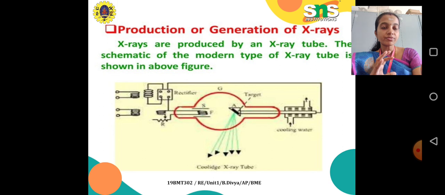The red color area is called the X-ray tube. Cooling water is added to cool the tube. The cooling water is to cool down the X-ray tube.